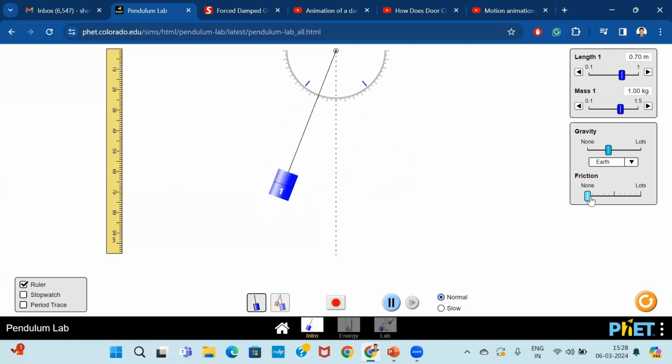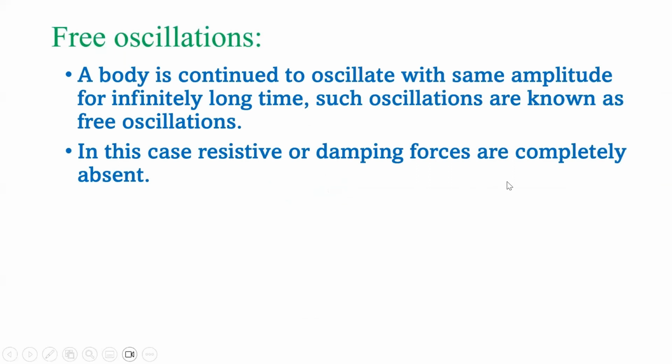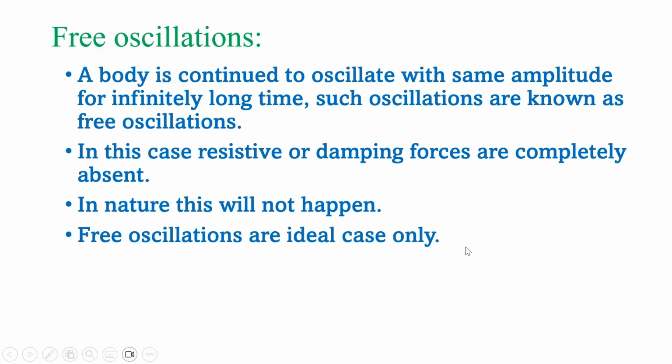Now I will apply some friction here. You see, I am applying some friction here. When I apply the friction, the amplitude starts decreasing. After a certain time interval, the object comes to rest also. This kind of phenomenon is known as damped oscillation. But the concept we are going to discuss here is free oscillation. In this case, friction is completely absent, so resistive or damping forces are completely absent. In nature, this will not happen. Free oscillations are an ideal case only.